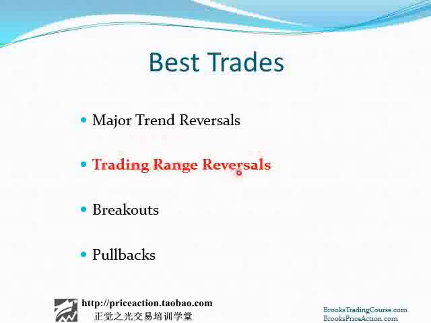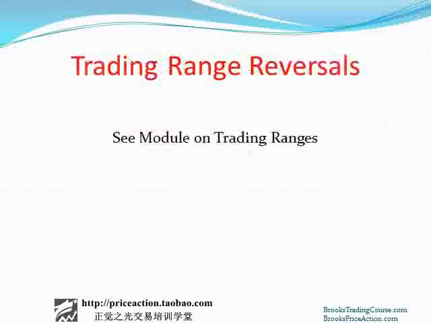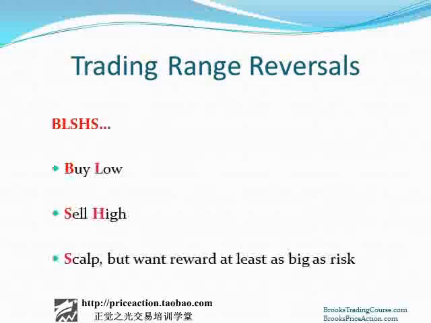Next, trading range reversals. They also can be best trades. You can see the modules on trading ranges and on trading inside of trading ranges. Whenever there's a trading range, I'm looking to buy low, sell high, and scalp. But I always try to get a reward at least as big as my risk. Which risk, actual or initial? Usually, in a trading range, usually the actual risk. If the probability looks high on the setup, I'll go for one-time risk. If the probability looks low or unclear, I usually try to go for 2 times the risk.